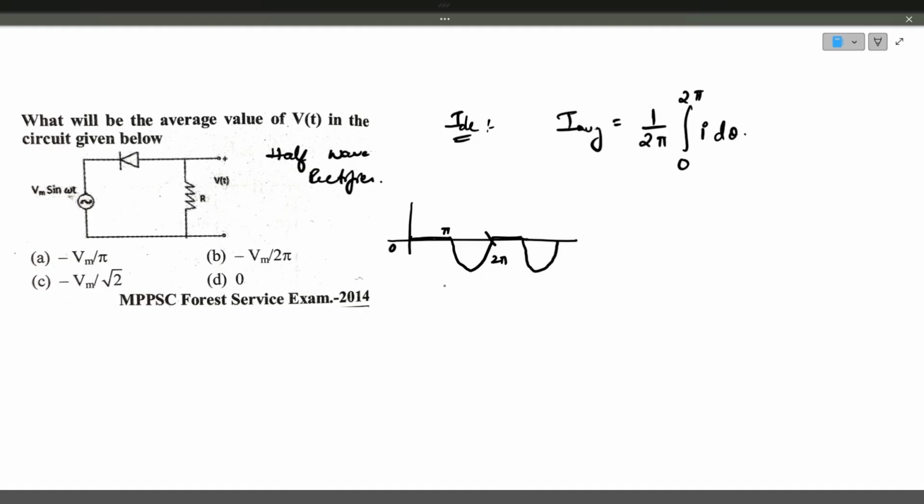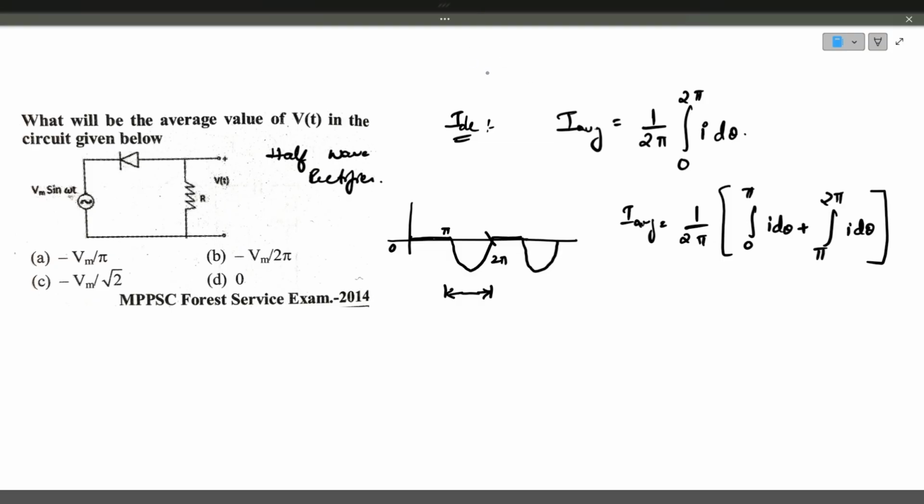But the conduction period is pi to 2 pi. You have to do like this. Okay, this is the conduction period. So now I average is equals to 1 by 2 pi, integral 0 to pi I d theta plus pi to 2 pi I d theta. As 0 to pi is a non-conduction period, this becomes 0.